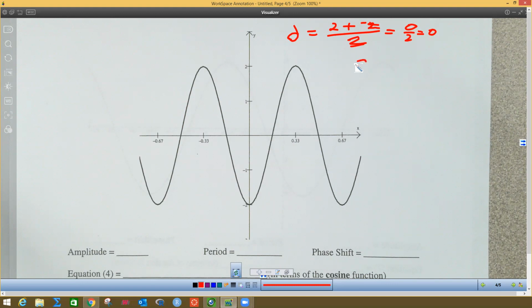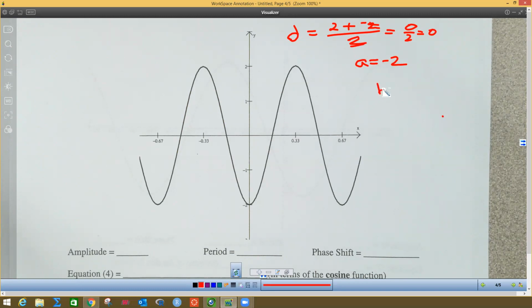Okay, and then A, amplitude is how far is it from 0 to the max or the min? A is 2, except we're starting down at -2, so we put a negative in there. By the way, A is negative for sine when you start at 0 and go to the minimum first, okay? All right, so there's A and D.